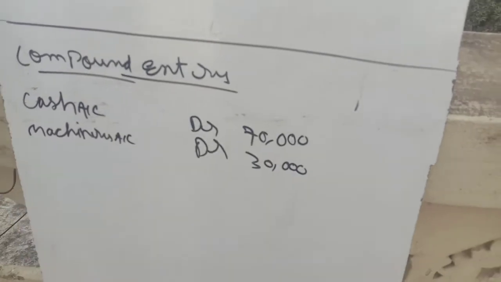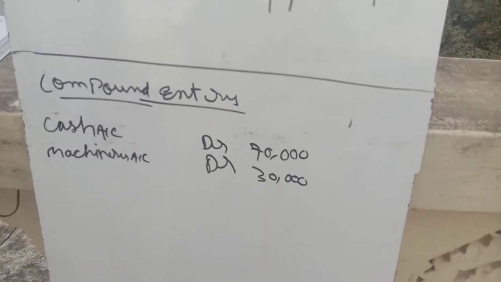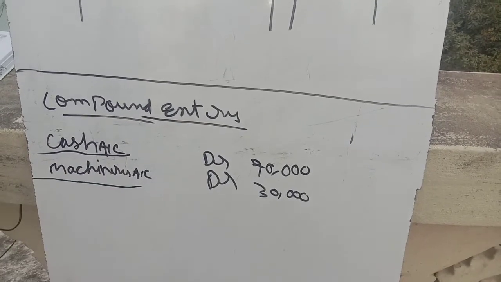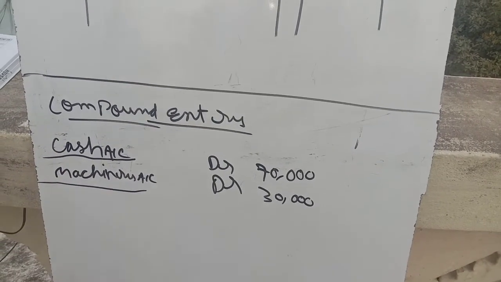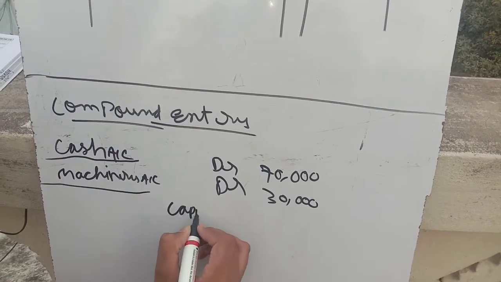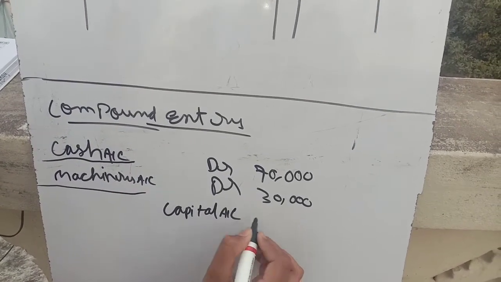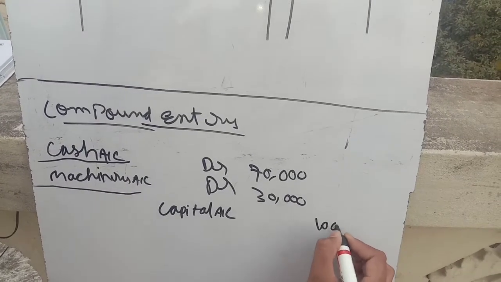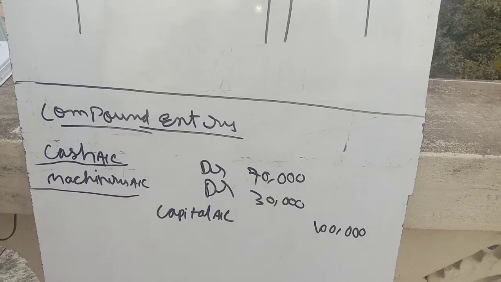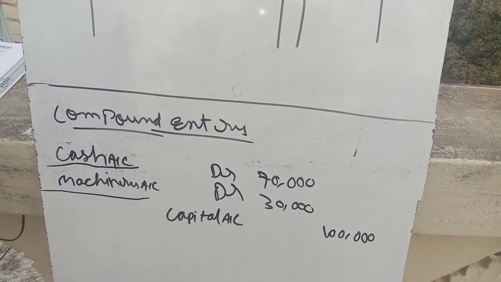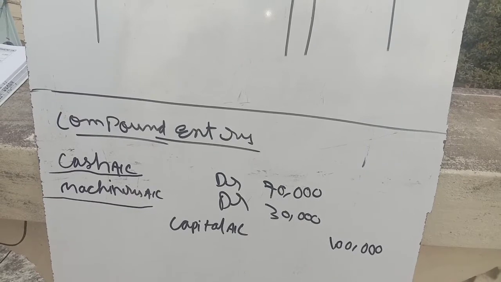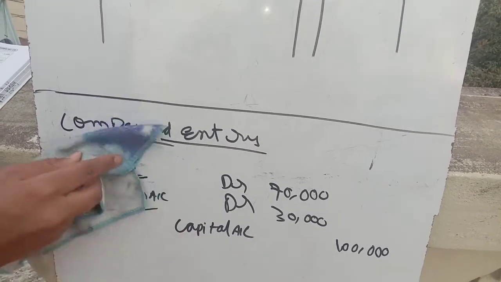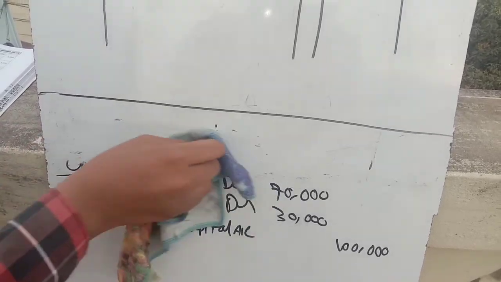The total amount should be credited to the capital account, because here the capital is not only cash, but the machinery is also coming into the business in the form of capital. So that's why you have to credit the capital account. The amount we will write is 70,000 plus 30,000, which is equal to 1 lakh. That amount only we have to consider. So this is a compound entry. Or if we don't want to write compound entries, we can write separate entries. Then it's your wish. That I will also show, so please look at this.